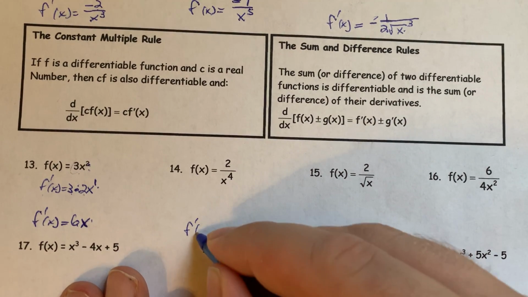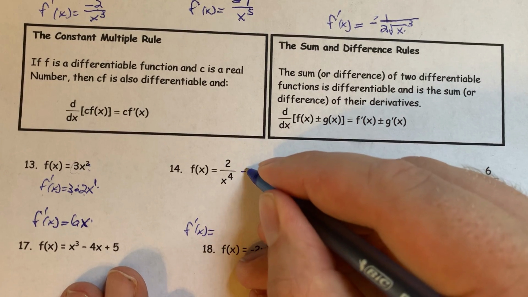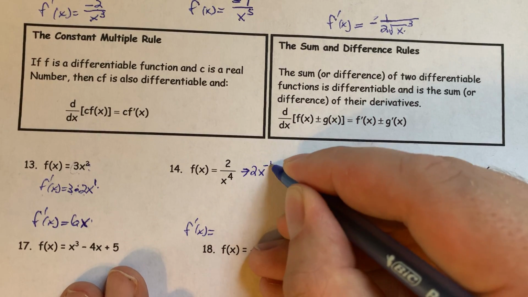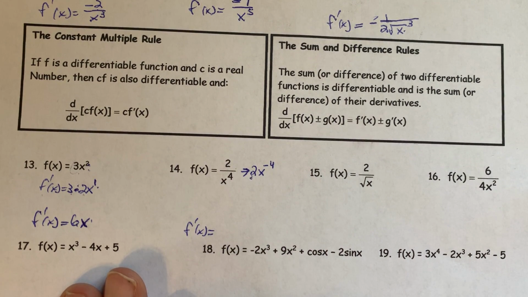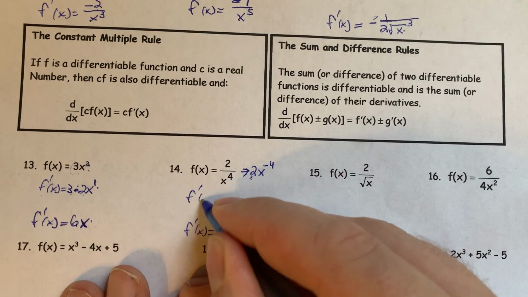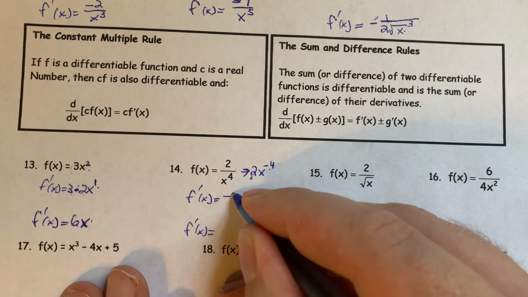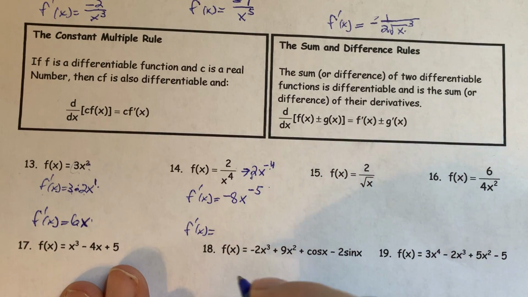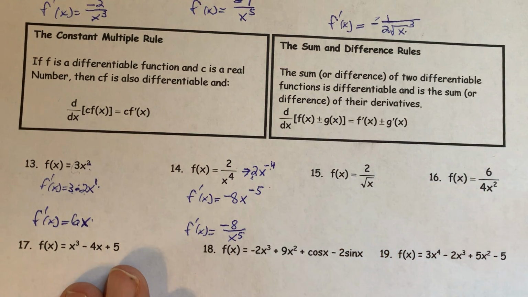Here, find f prime of x. Hopefully we realize that this is not a power rule right now. We need to rewrite it. To rewrite this, this is 2 times x to the negative 4th. Notice that the 2 doesn't have a negative on it or anything. The 2 is just in the numerator. So 2 times x to the negative 4th. So the derivative is going to be, multiply, 2 times negative 4 is negative 8. X to the, we need to lower the power by 1, negative 5. The negative 8 will stay on top over x to the 5th. Okay.